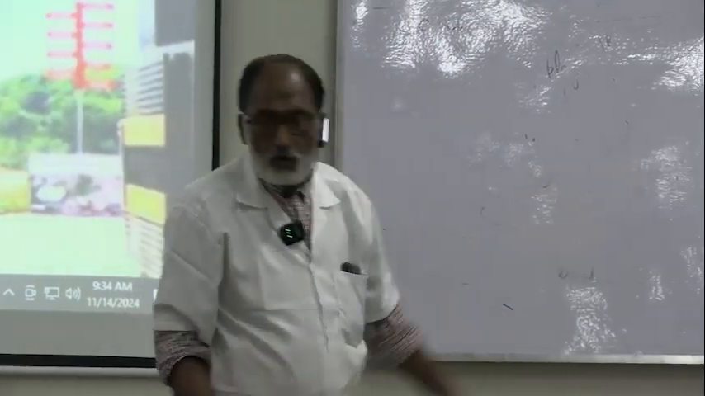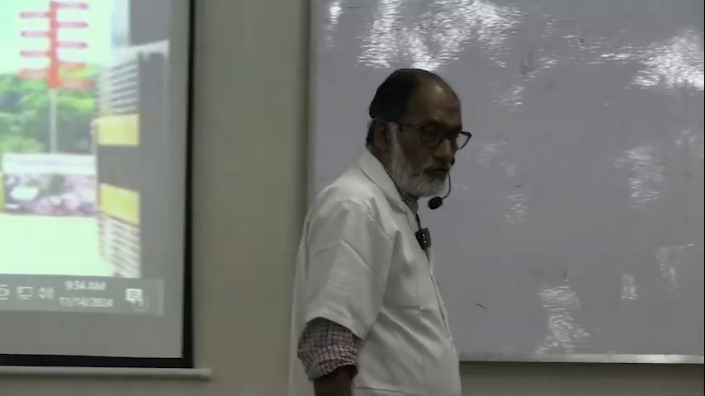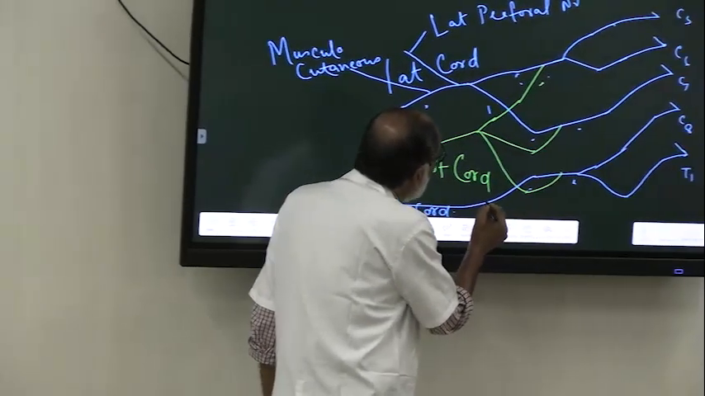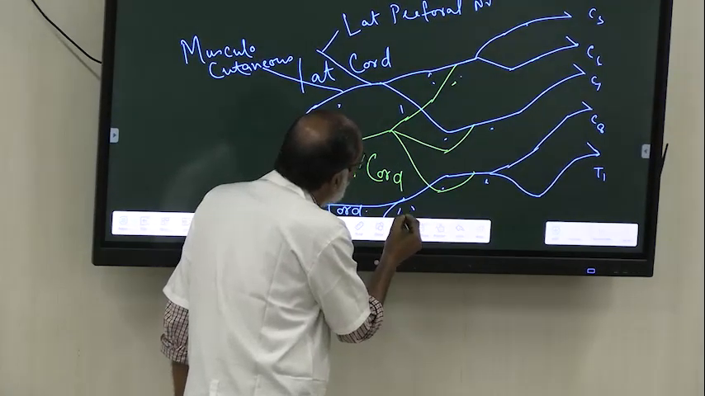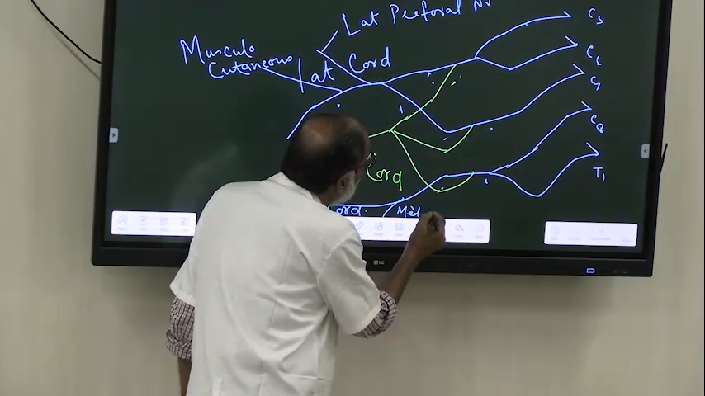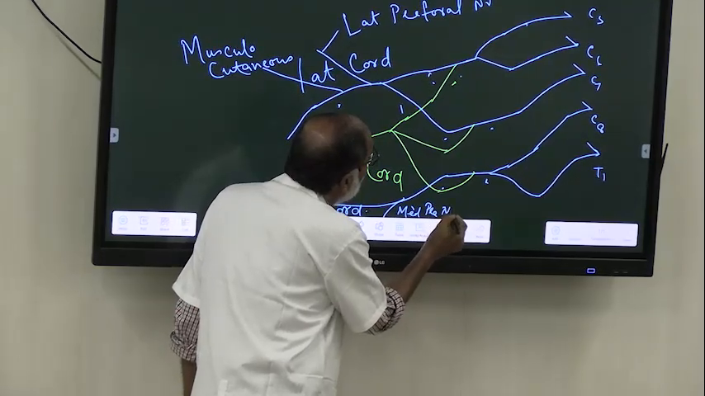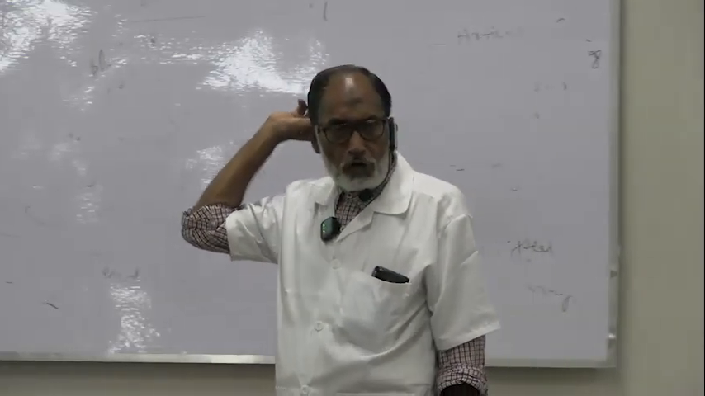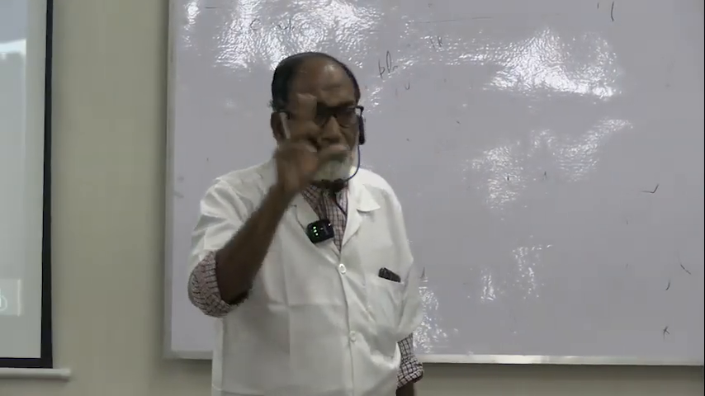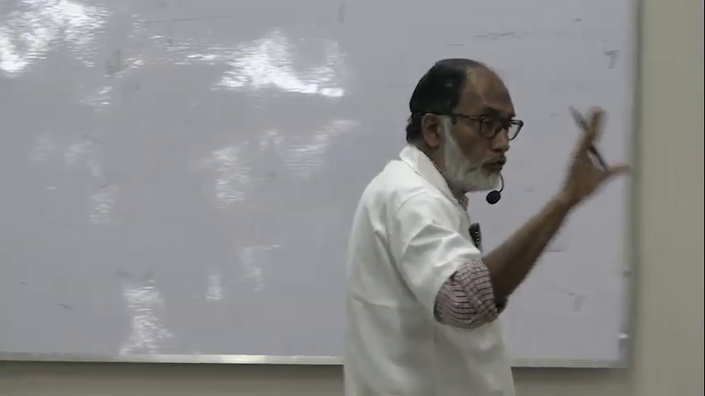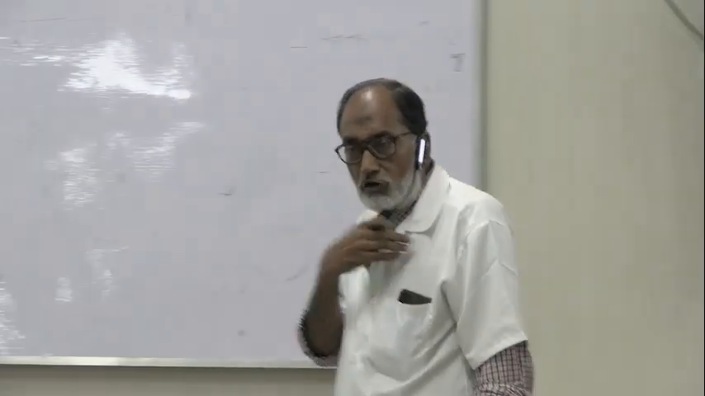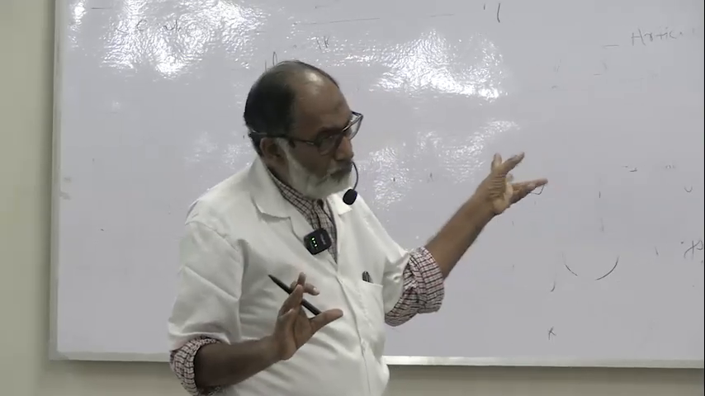Now come to the medial cord. The medial cord gives off one branch, that is the medial pectoral nerve. So there are two nerves, the medial pectoral nerve and the lateral pectoral nerve. Which muscles do these two pectoral nerves supply? They supply the two pectoral muscles, pectoralis major as well as pectoralis minor. These two nerves supply both muscles.